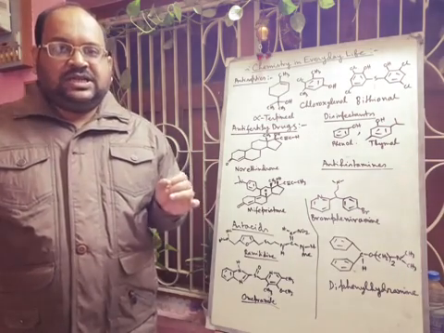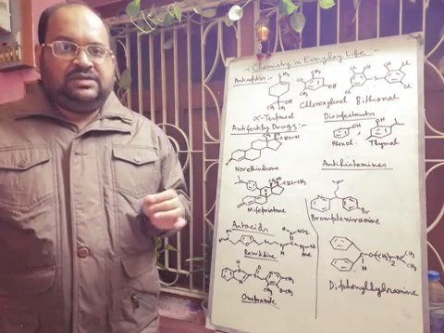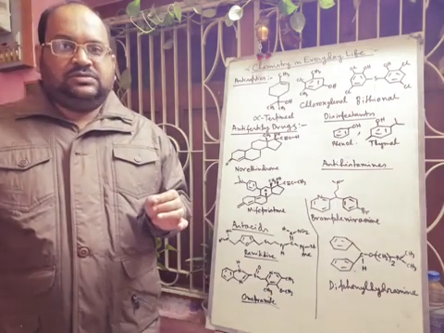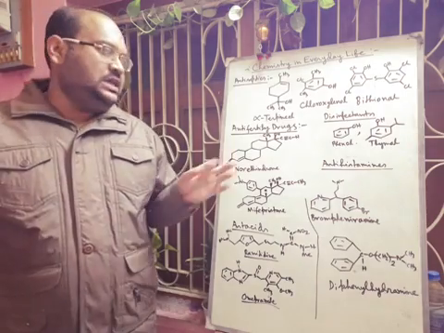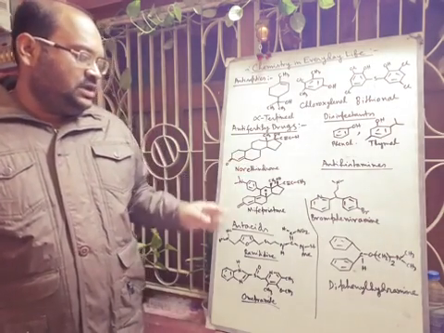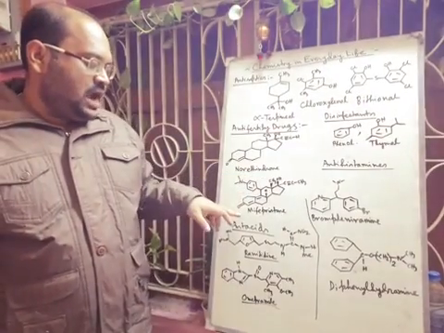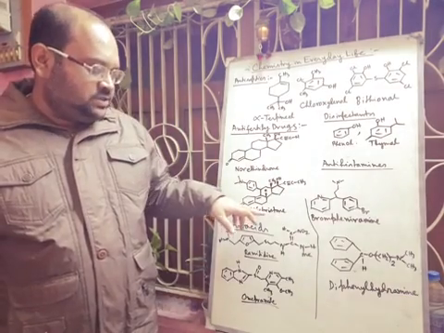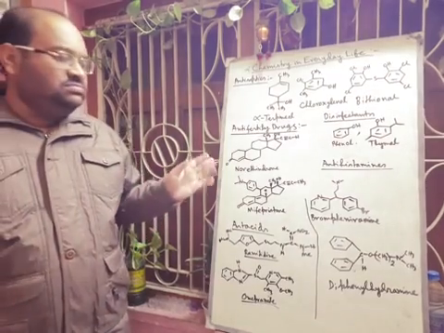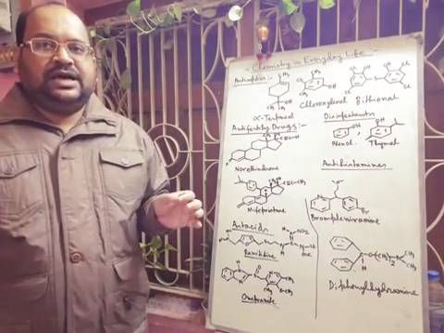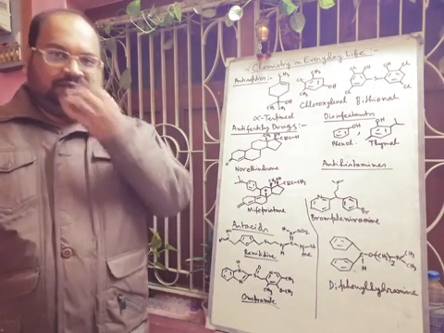Common progesterones are ethynodiol, norgestrel, norethindrone, and lynestrenol, etc. Okay, so here two structures are already given. Anti-fertility drugs are norethindrone and mifepristone. Okay, so these are the anti-fertility drugs. Now common estrogens are mestranol and ethinyl estradiol, etc.